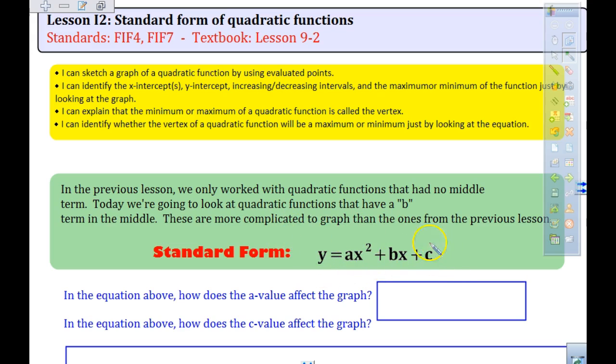This is standard form. So we're going to talk about 3 different forms. Today we talk about standard form. Coming up on Wednesday, we go to vertex form. And then we're going to look at factored form with this unit.